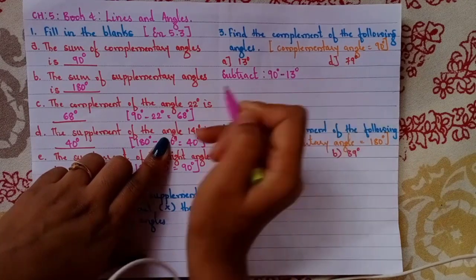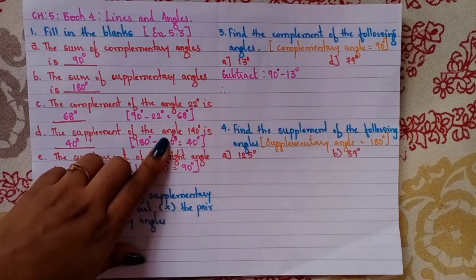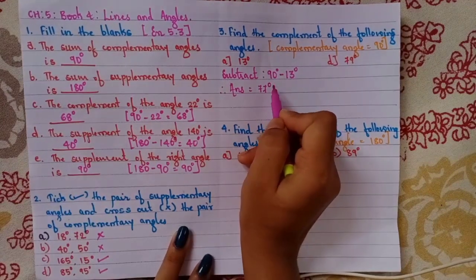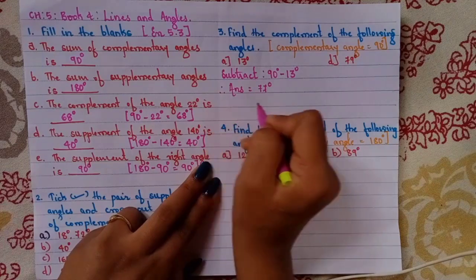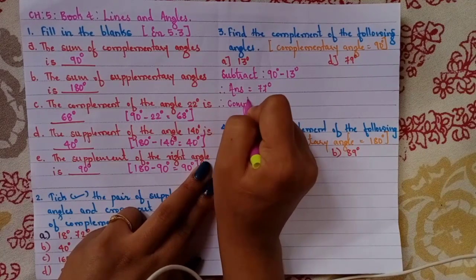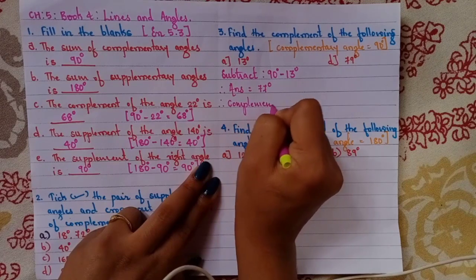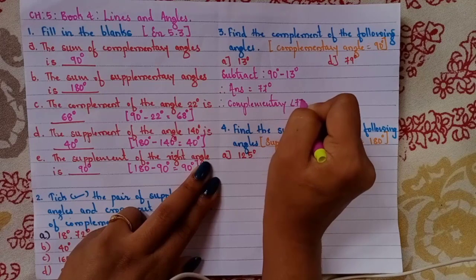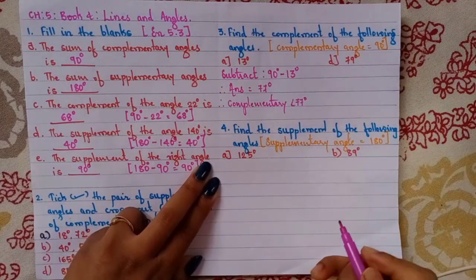So therefore what total will we get? Therefore we'll get the difference 77 degrees. Therefore what is the complementary angle? Therefore the complementary angle is 77 degrees.